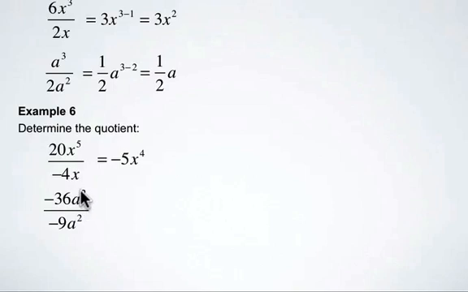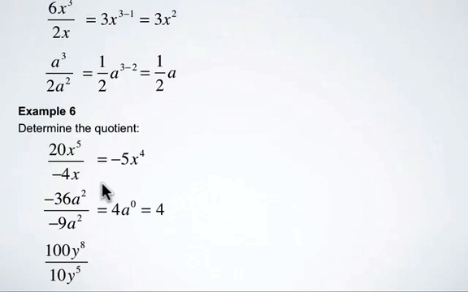Negative 36a squared divided by negative 9a squared. Well, negative 36 divided by negative 9 is positive 4. a to the 2 divided by a to the 2. 2 minus 2 is 0. But remember our law for exponents: any base to the exponent 0 is 1. So this is 4 times 1, which is 4.